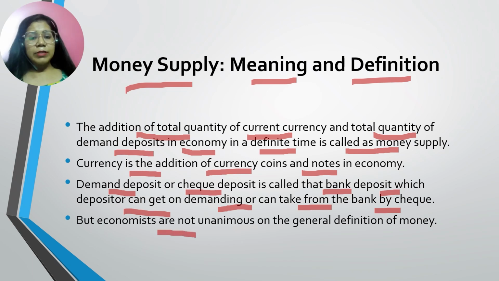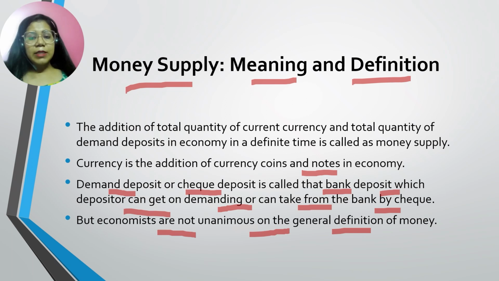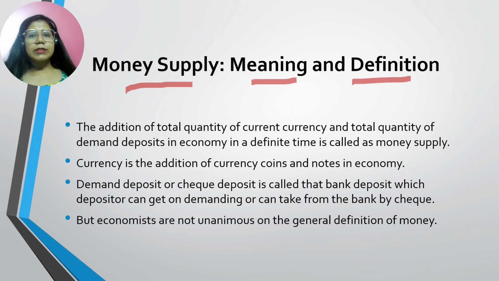But our economists are not unanimous on the general definition of money. What do we mean by that? By this, we mean that our economists are not sure that if we'll only consider, as we said, currency and demand deposits or checkable deposits, or something else will also be considered in our currency. What can be other things that we can consider in our definition of demand deposits? See, there are different approaches about money. Many economists consider currency and money deposit as two components of money supply, while there are some economists which consider the term deposits as the third component of money supply.